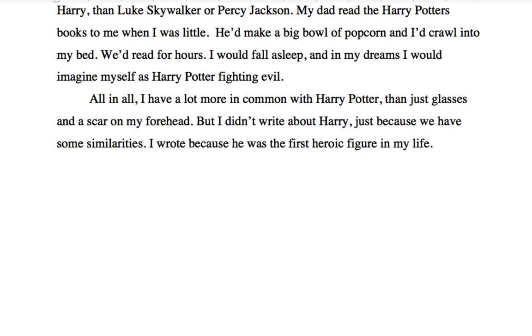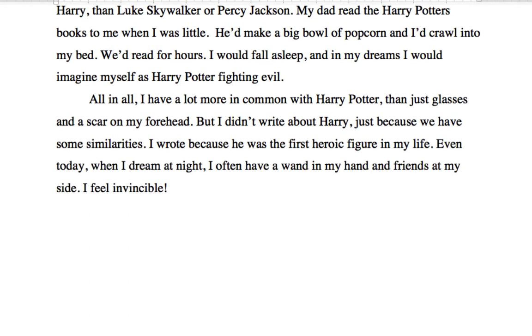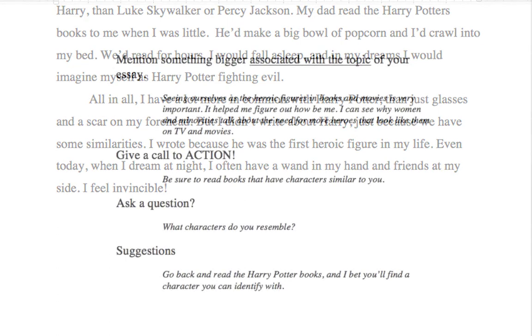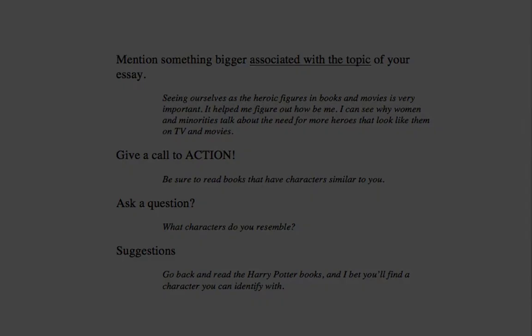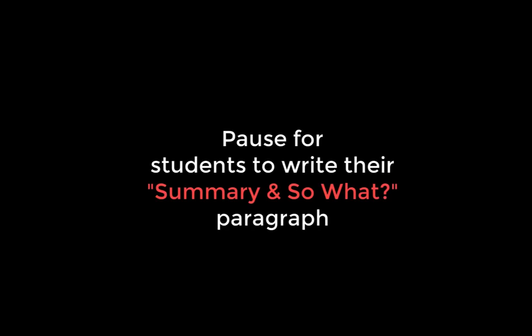The next sentence or sentences briefly reminds the reader of your 3 big ideas. The last sentences prompt the reader to continue to think about your essay. Here are 4 common techniques. Mention something bigger associated with the topic of your essay. Give a call to action. Ask a question, or provide some suggestions.